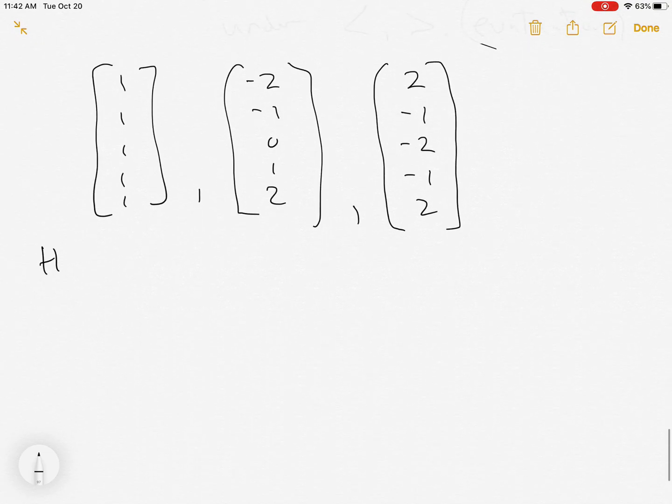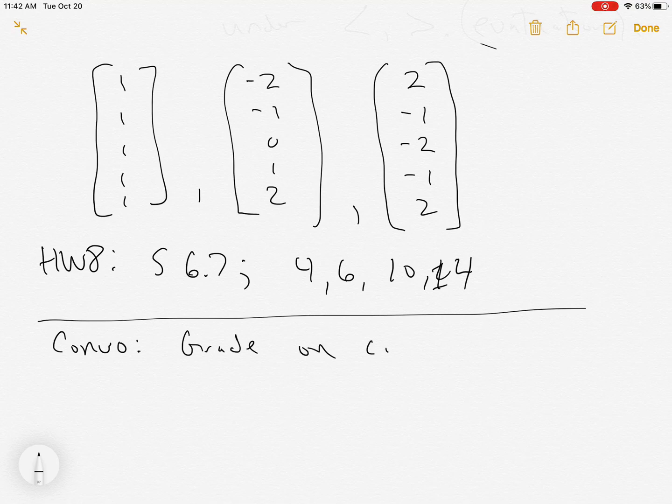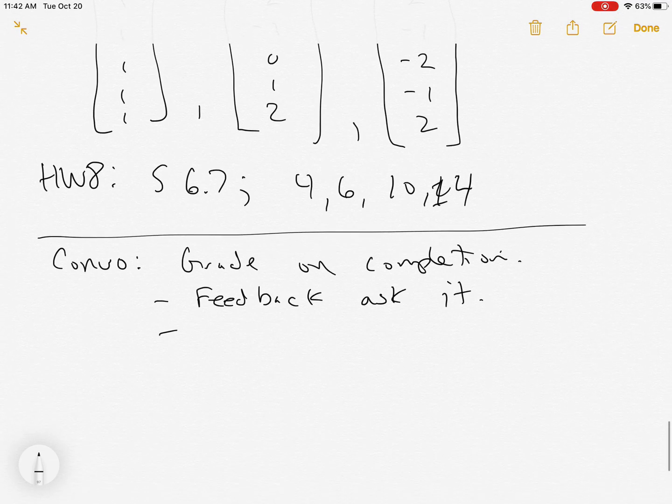Okay, added to homework 8. This is section 6.7, problems 4, 6, 10, and 14. After yesterday's conversation, I decided I'm just going to grade on completion, to see that you attempted it. If you want feedback on the level I've been giving, you have to ask for it, so request it. Homework is now worth less.